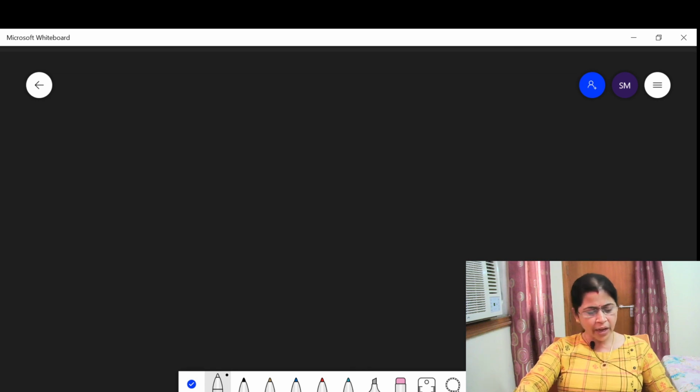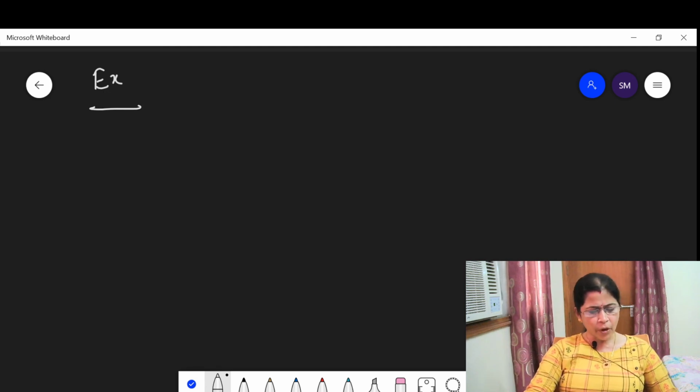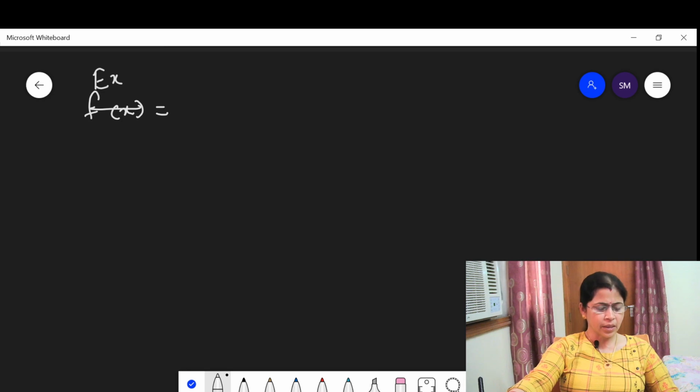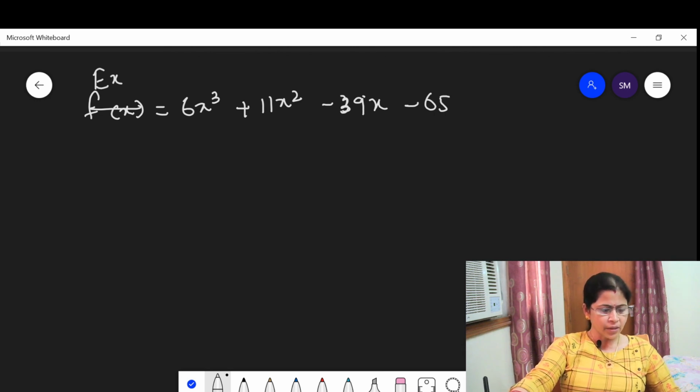Now let us solve another question here. Another example says: divide the polynomial. Here f(x) is given: 6x cube plus 11x square minus 39x minus 65. f(x) is this, and here g(x) is equal to x square minus 1 plus x.